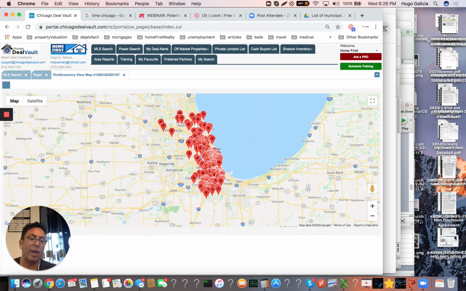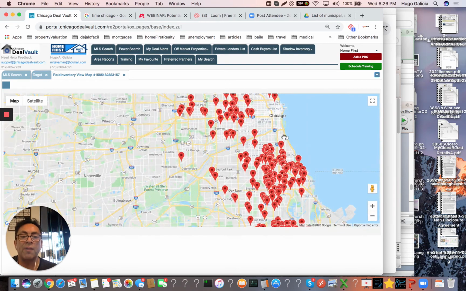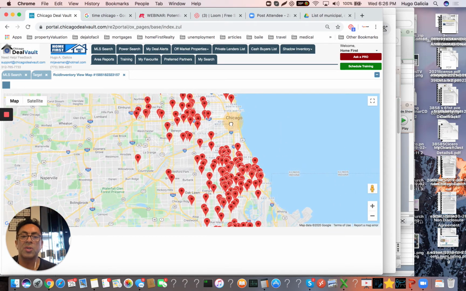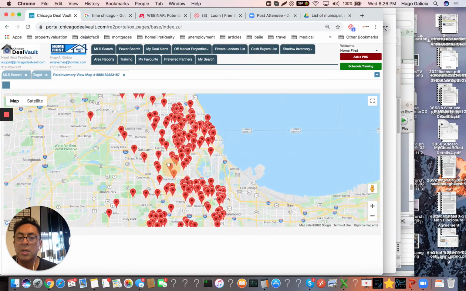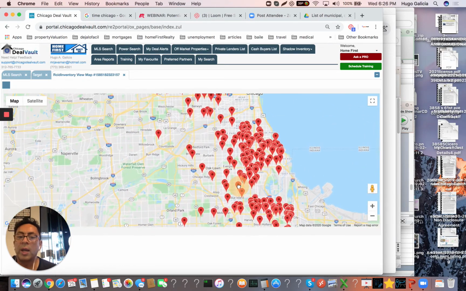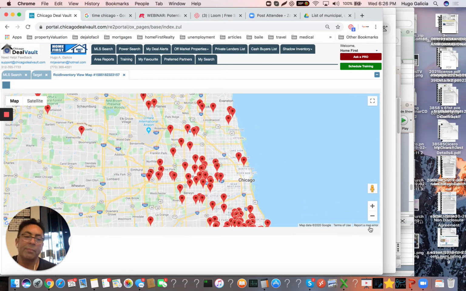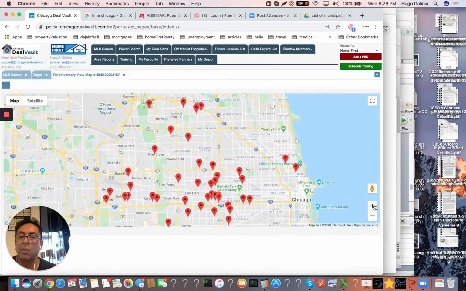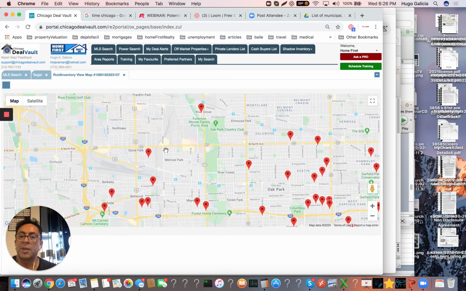Okay, so now that we have all these bank-owned properties, over 300, how do you find great deals? So as you can see, we have Chicago, downtown, and there are a lot of properties in the south suburbs. So what I like to focus on is I start on the north, right? So I'm going to zoom in a little bit more.